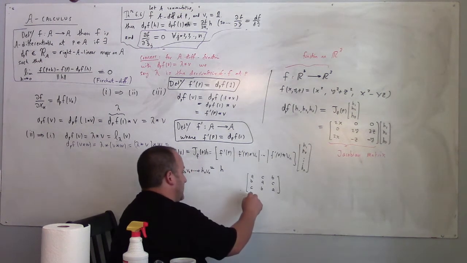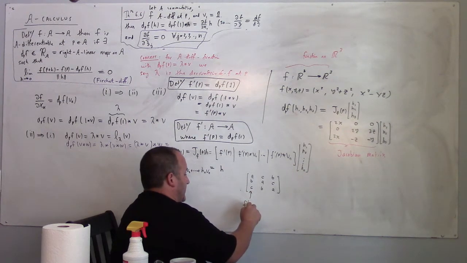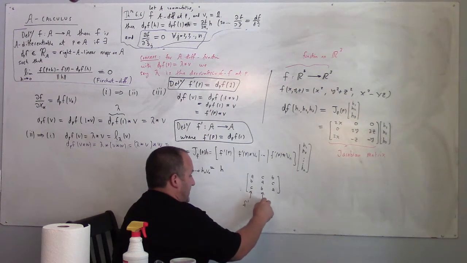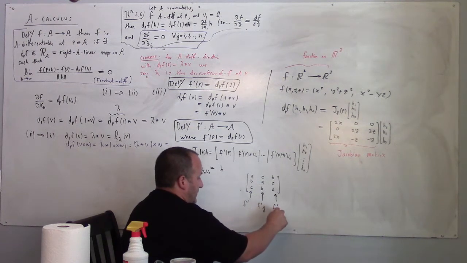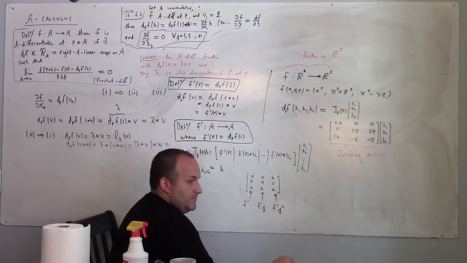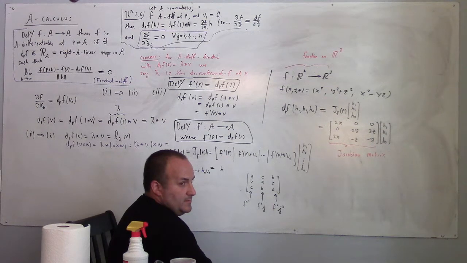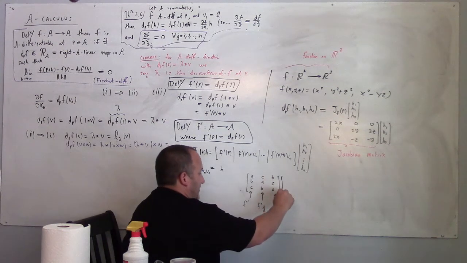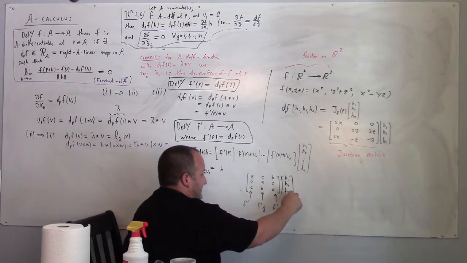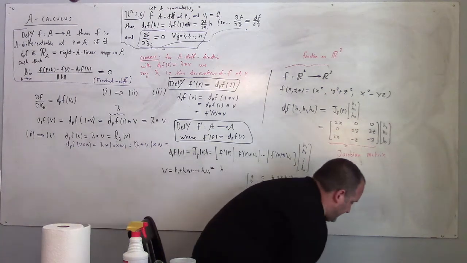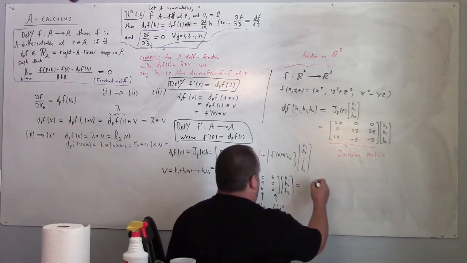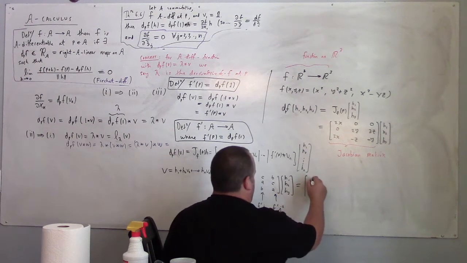So this would be f prime. I'm going to drop the p. This is f prime j, this is f prime j squared. And if I multiply that by h1, h2, h3, you get f prime h1, f prime j h2, f prime j squared h3. Tell you what, I'll look at this one for a second.